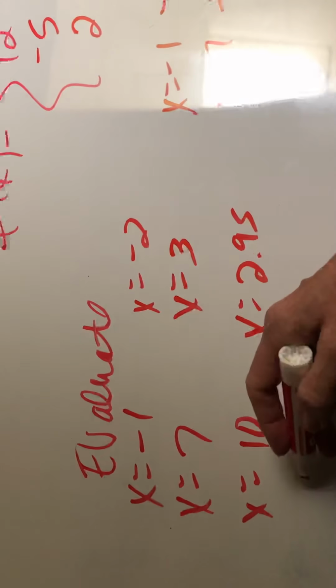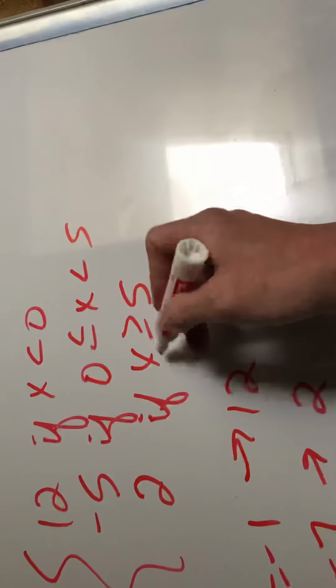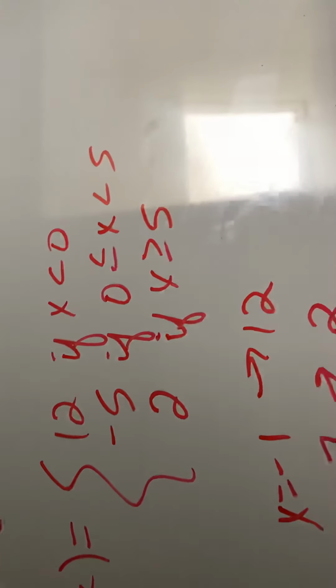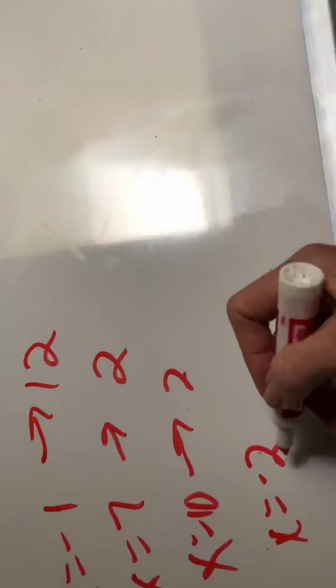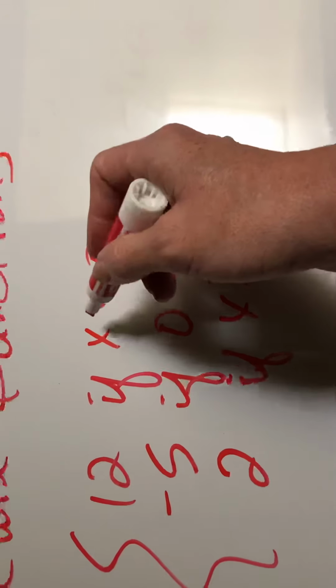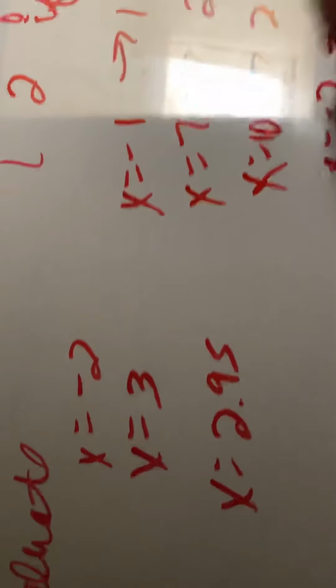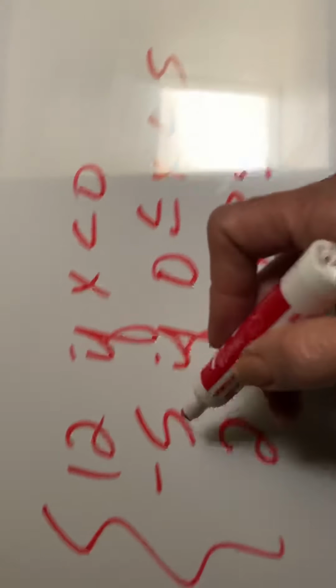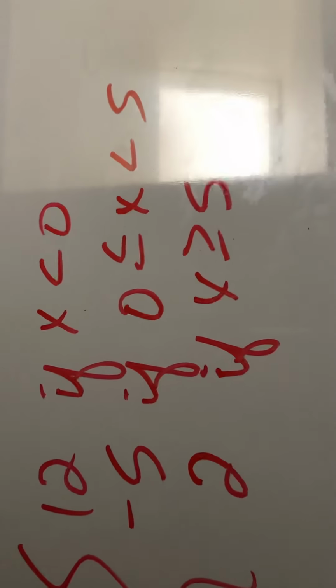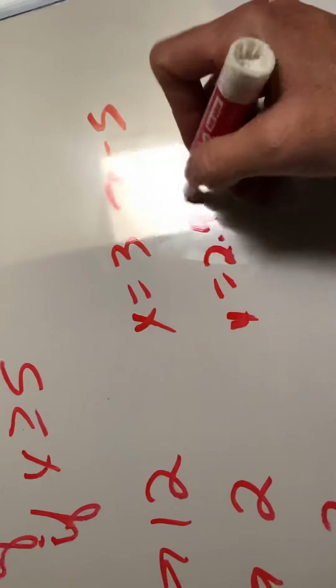Then my next one, x equals 10. 10 is greater than or equal to 5, so my answer is 2 again. Then my next one, x equals -2. -2 is less than 0, so my answer is 12. Then x is 3. 3 is between 0 and 5, so my answer is -5. And then the last one I put down was x equals 2.95. 2.95 is between 0 and 5, so my answer again is -5.